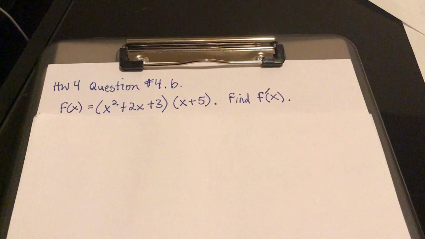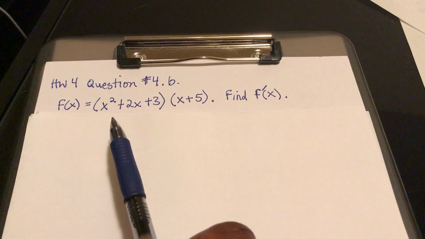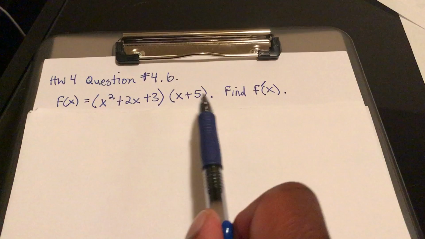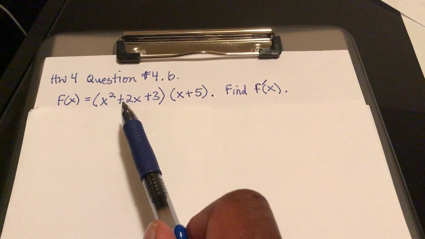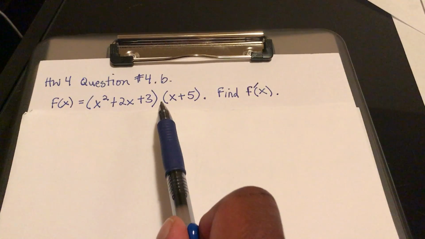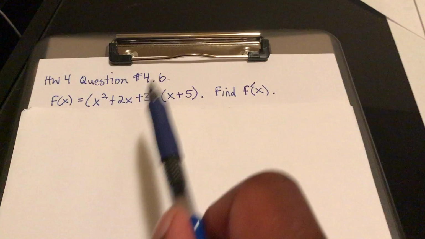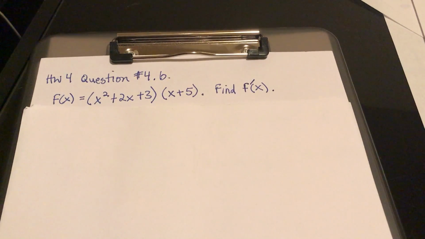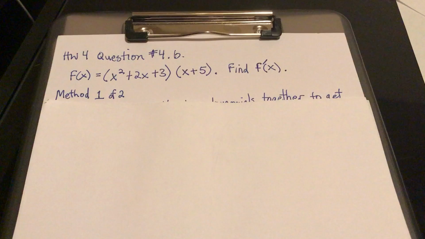Or you can use product rule, as was shown in a previous video. You can use product rule on these two polynomials, since they're being multiplied together. Okay, so we're going to do both methods. The first method, method 1 of 2.